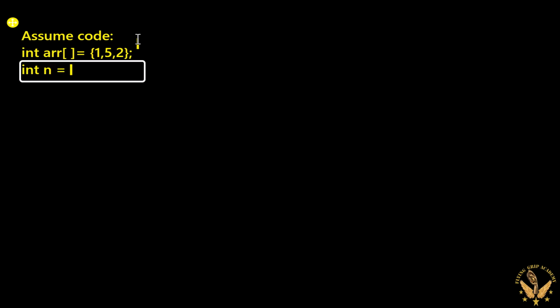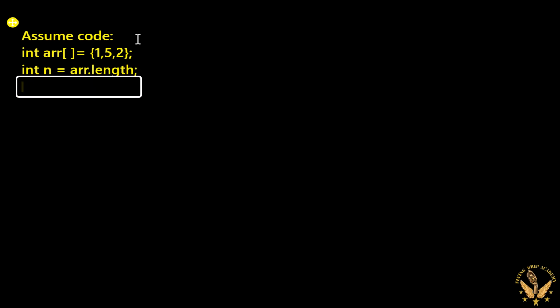Let us consider an example code. Here we have an int array which is declared without specifying the size of the array. In the array we have 3 elements: 1, 5 and 2. The array belongs to the integer data type. The next statement is int n equal to array dot length. It specifies the size of the array. Next one is int sum equal to 0. It is a variable holding the integer data type and assigned the value 0.